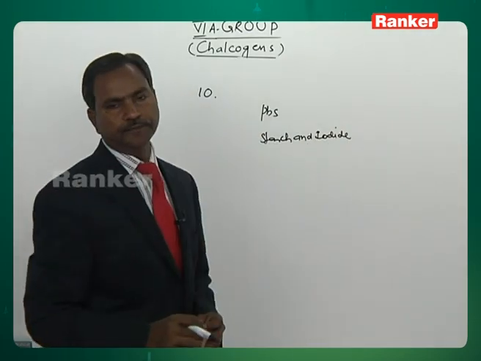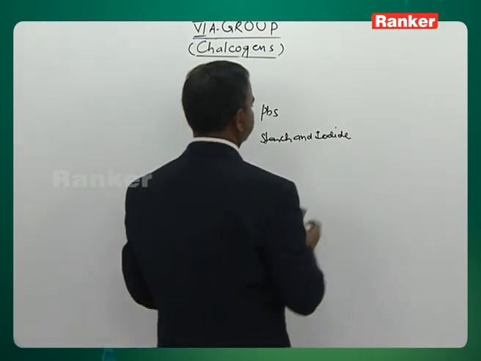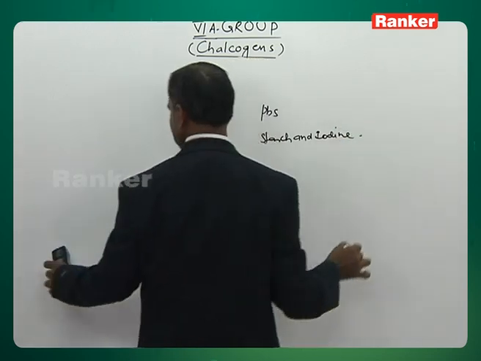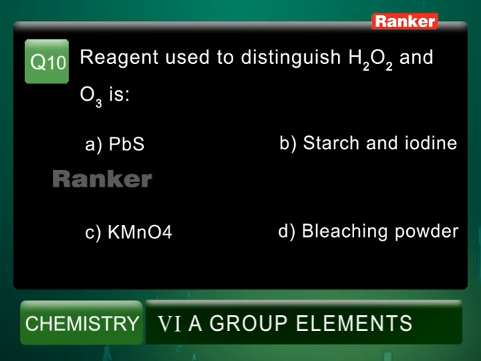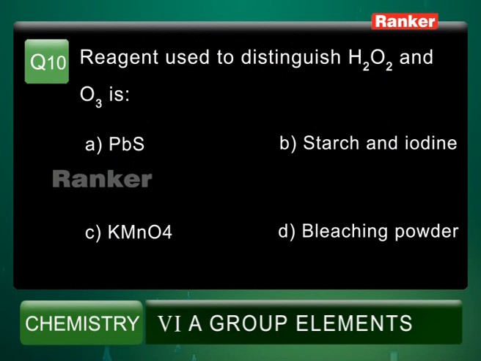Starch and iodide. Starch and iodine. Next, option C is KMnO4. Option D is bleaching powder.